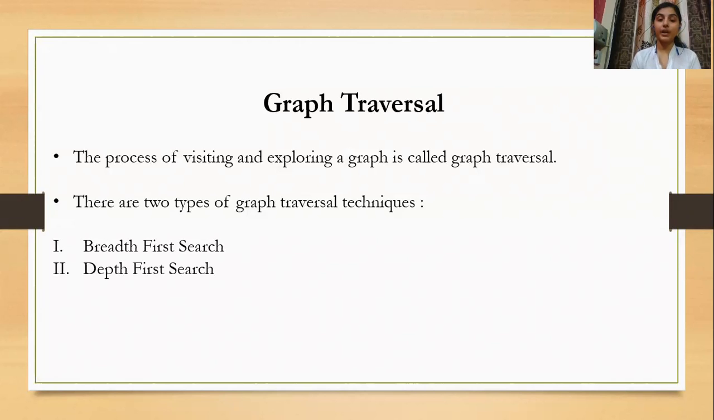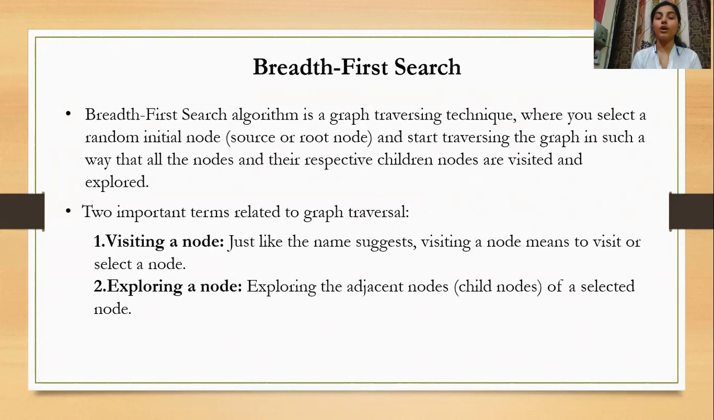There are two types of graph traversal techniques. First is breadth first search, second is depth first search. So we are going to learn breadth first search. The BFS algorithm is a graph traversing technique where you select a random initial node, or you can say root node, and start traversing the graph in such a way that you traverse all the nodes and its children.